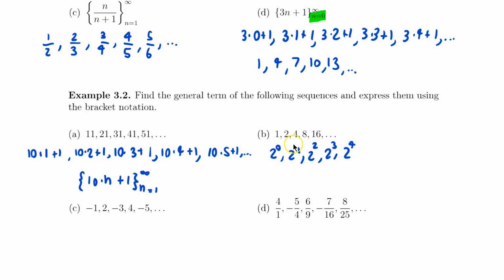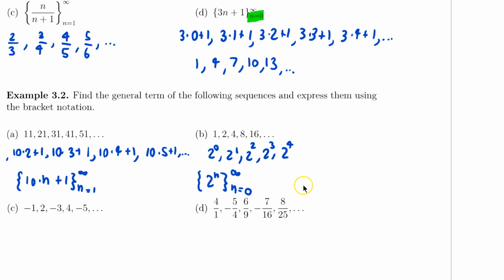So the general term for this sequence is going to be just 2 to the n, where my n goes from 0 and goes all the way to infinity. Now then, if I want to change the starting value for my sequence, I can actually rewrite this thing to start from 1 as well.